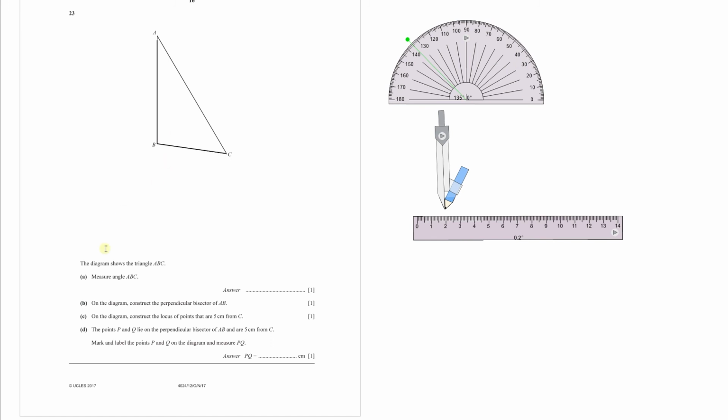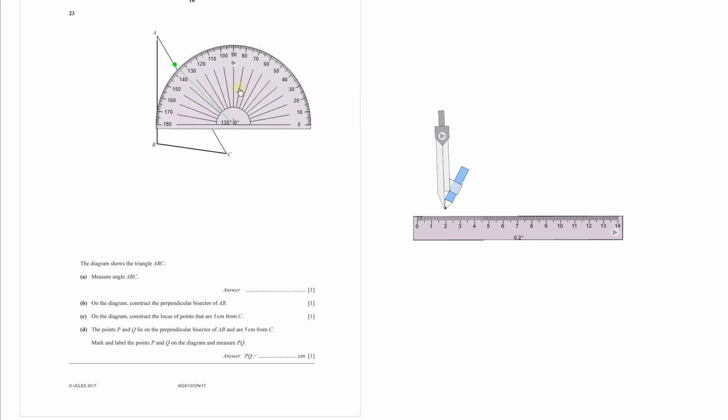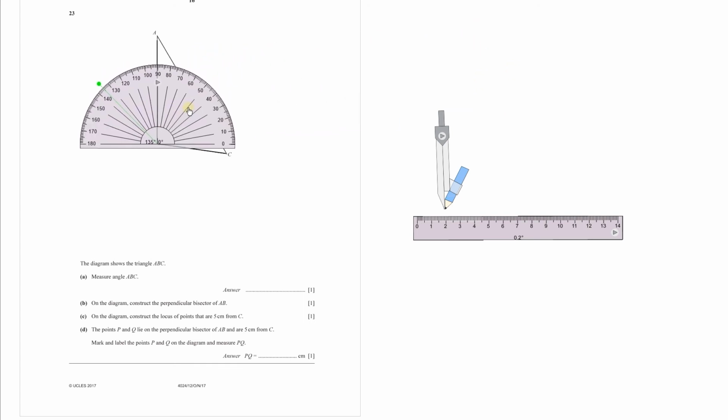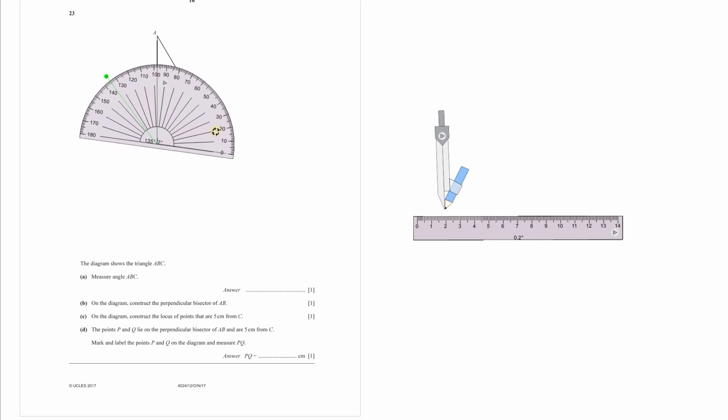Question number 23: the diagram shows the triangle ABC. Measure angle ABC. So I'll use my protractor here and place it at B. My 0 should be on this line at BC. Yep, almost. On 0. So if I calculate the angle, 90, then 95, 96, 97, it's 98.